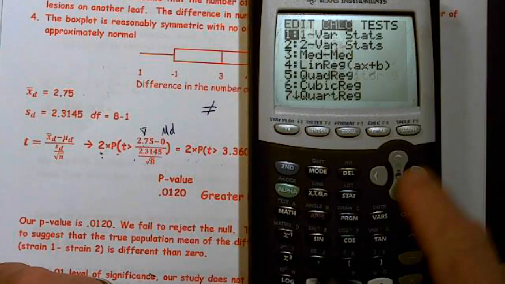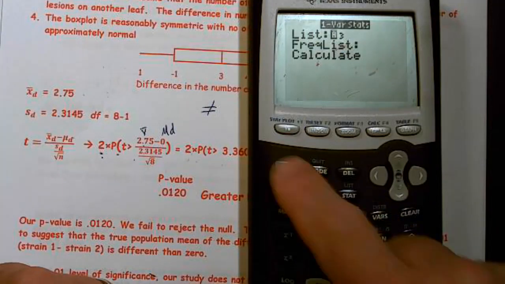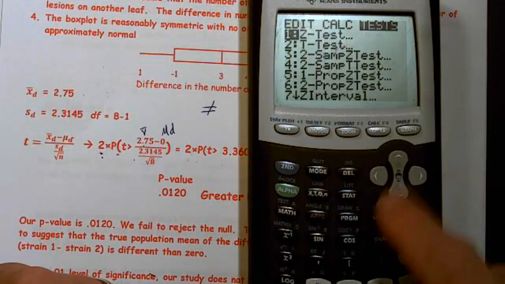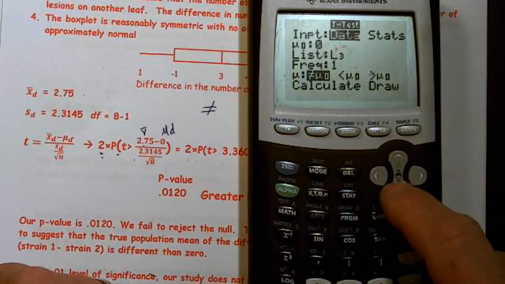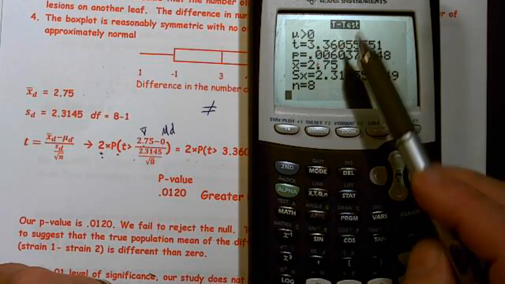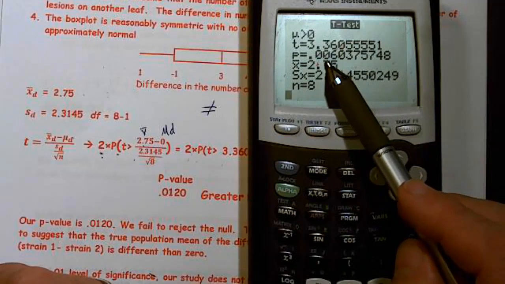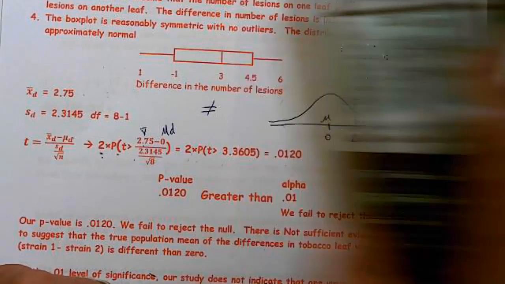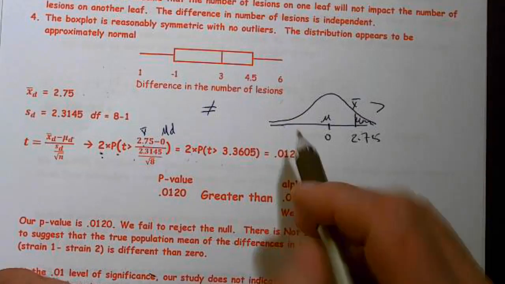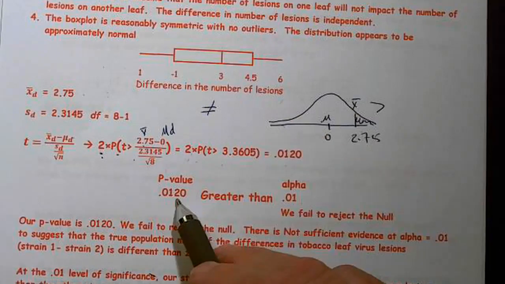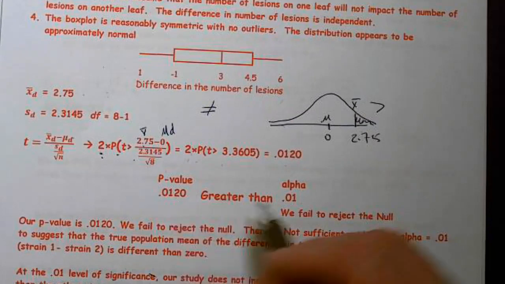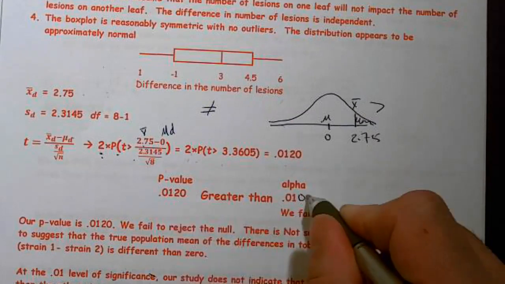So if I went STAT, TESTS, T-Test, and I just change this to a greater than, I end up getting 0.006. Well, 0.006 needs to be doubled because it's a not equal to. So, be careful with that. So I just use the not equal to symbol on the calculator. So my p-value is 0.0120, which is greater than the alpha level that they told us.